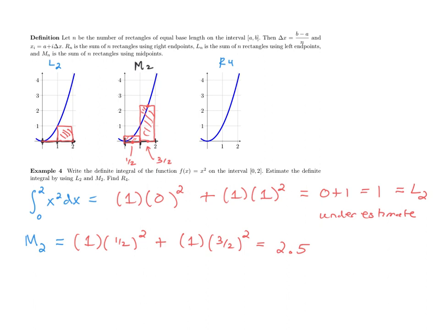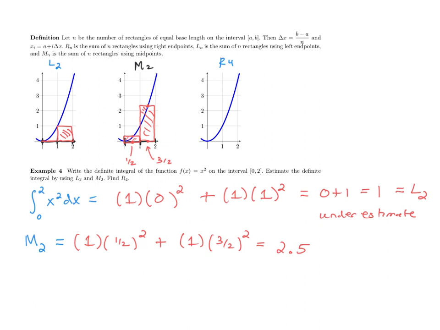So what does R sub 4 mean? We've discussed the L, M, and the R, but what does the 4 tell us? The 4 means you're going to use 4 rectangles instead of 2, and we've only used 2 up to this point. What does that mean about the number of rectangles and where they're located between 0 and 2? Well, if the length of the interval is 2 and you're dividing it into 4 equal parts, that means each rectangle has a base length of 1/2.